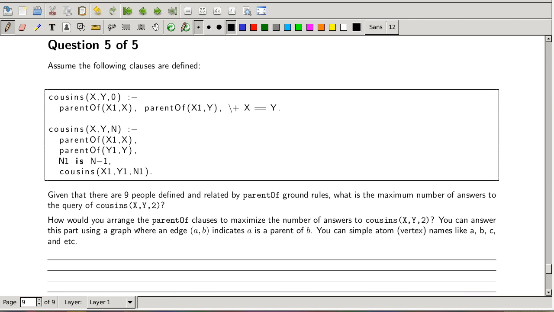The last part is a guidance of how to present your answer. How would you arrange the parent of clauses to maximize the number of answers to cousins X Y 2? You can answer this part using a graph where a particular edge going from A to B means A is a parent of B. You can assume you can use simple atom names like A, B, C, D, and so on. So this way you don't have to actually come up with names for this answer. Okay, so let's go ahead and answer this question.